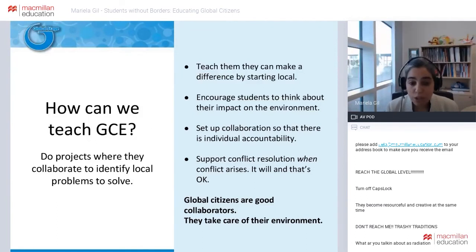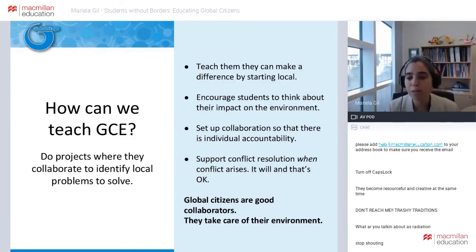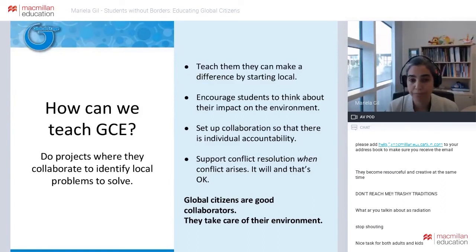So global citizens are good collaborators, and they take care of their environment. And these are things that we can incorporate when we're looking at something like a project. Incorporate the moment for them to look at problems and to solve them together.